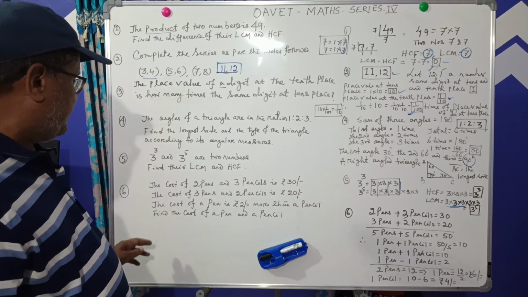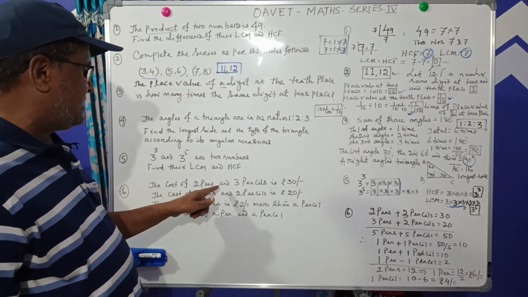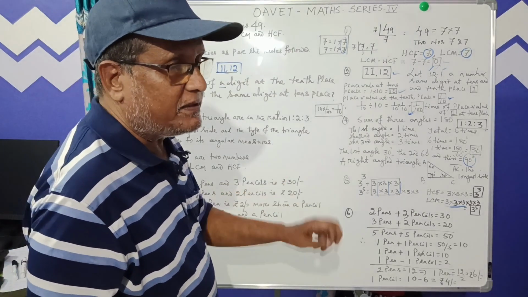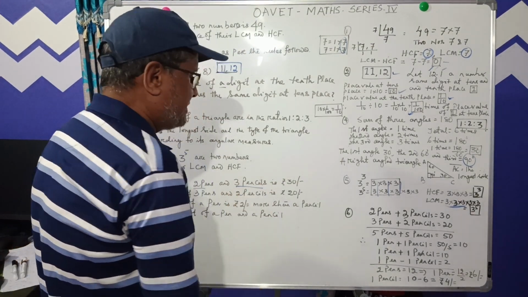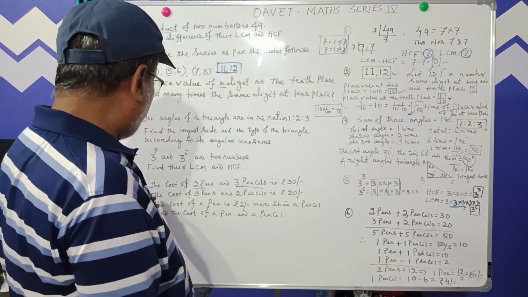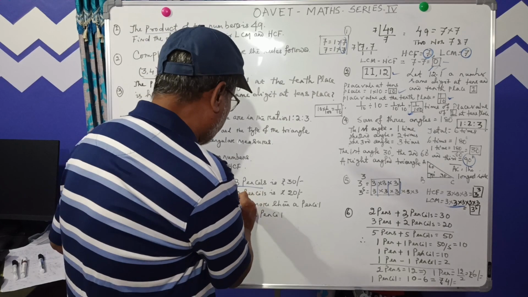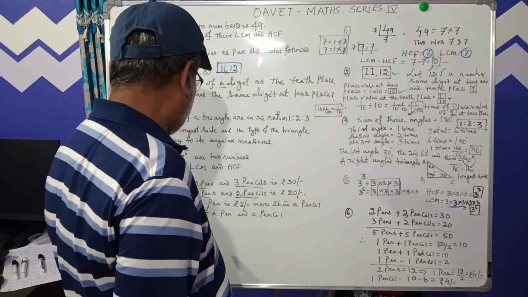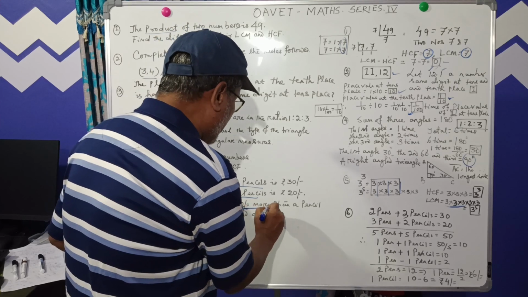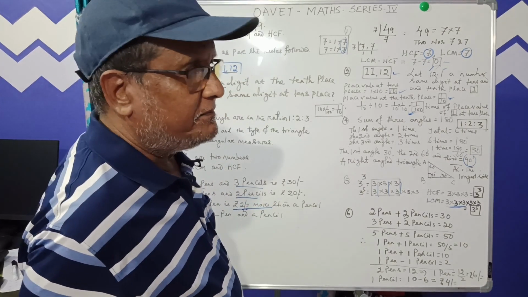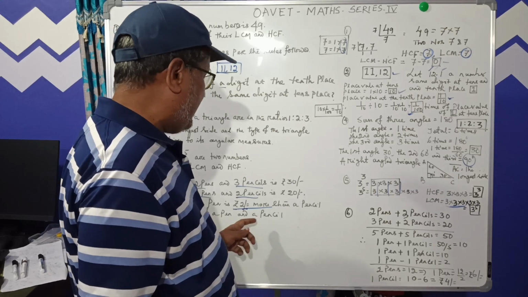So come to our last question. This is a very simple question. The cost of two pens and three pencils is 30 rupees. Similarly, the cost of three pens and two pencils is 20 rupees. And the cost of a pen is 2 rupees more than a pencil. Then find the cost of a pen and a pencil.